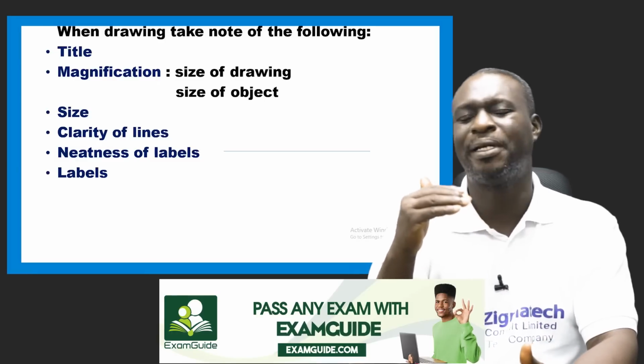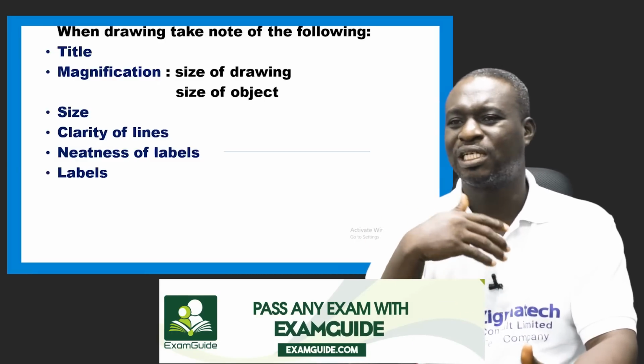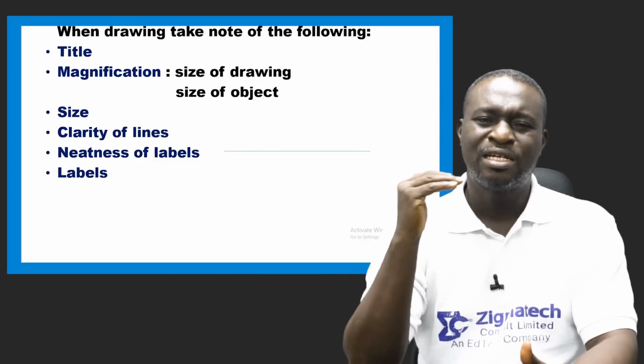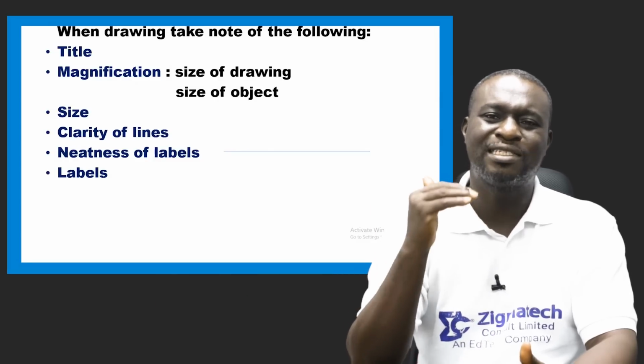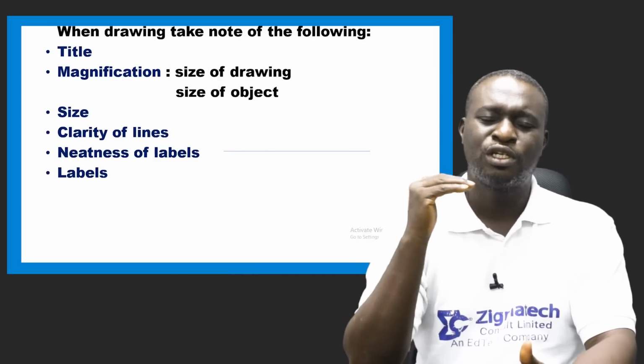Please don't say specimen A or specimen B or diagram of specimen A. Please try as much as possible to write the name of that particular specimen.